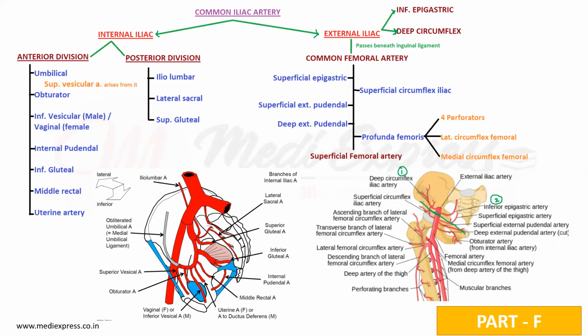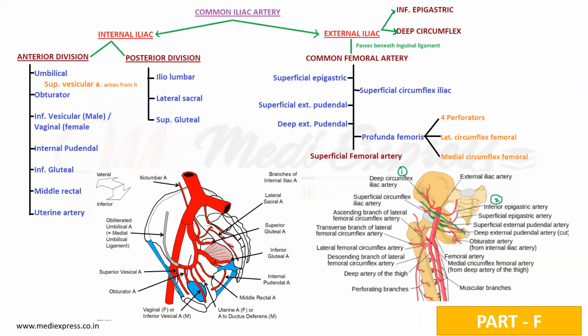Now, from the common femoral artery, it again gives some branches. First one is the superficial epigastric artery. You can see over here, the first one, superficial epigastric artery. Next one, it gives rise to the superficial circumflex iliac artery. Okay, next one, superficial external pudendal artery.